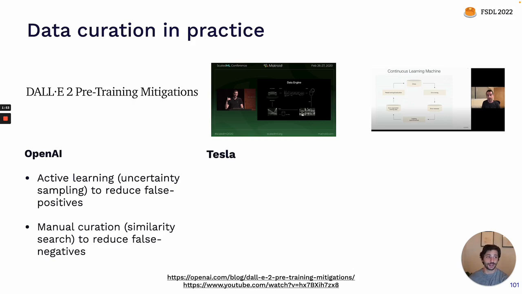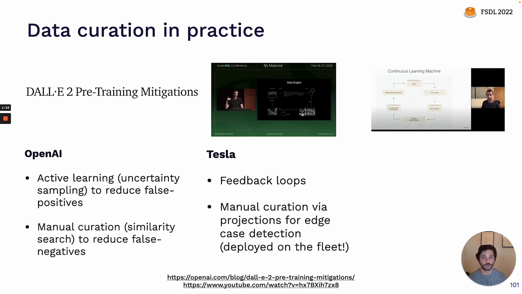The next example is from Tesla. This is a talk I love from Andrej Karpathy about how they build a data flywheel at Tesla. And they use two techniques here. One is feedback loops, so gathering information about when users intervene with the autopilot. And then the second is manual curation via projections for edge case detection.